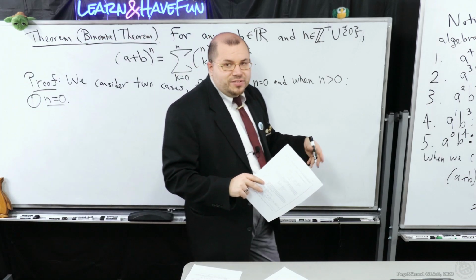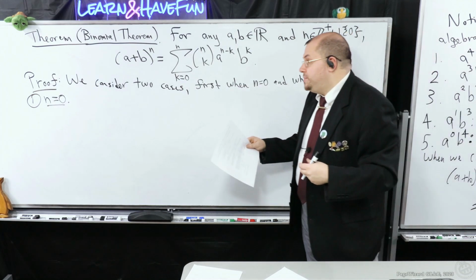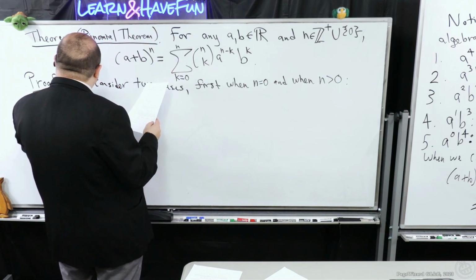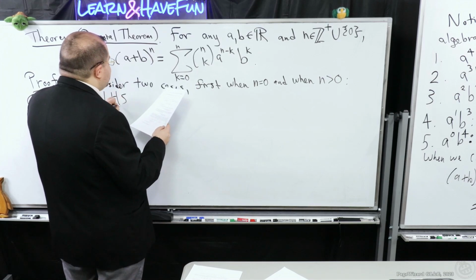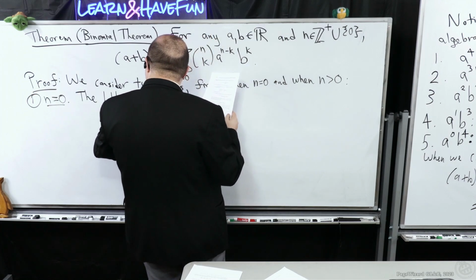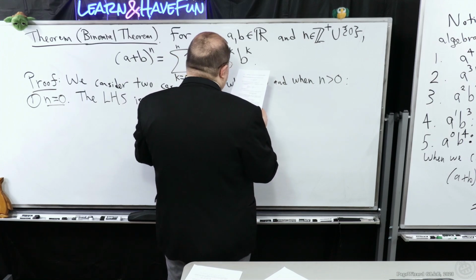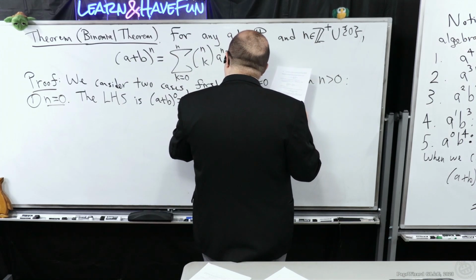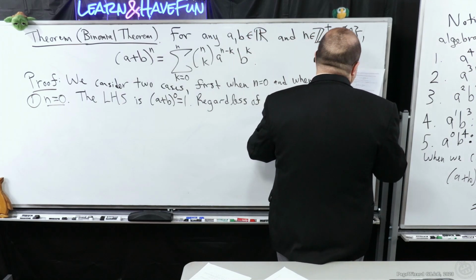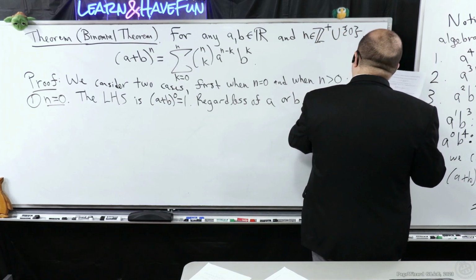And in each one of the cases, it won't matter. We have to argue regardless of a or b that the claim is true. So when n is equal to 0, what's the left-hand side say? Well, we already established it's just 1, right? The left-hand side is a plus b to the power of 0, which is equal to 1, regardless of a or b, so whatever a and b's values might be.